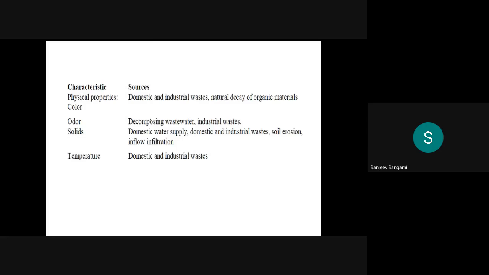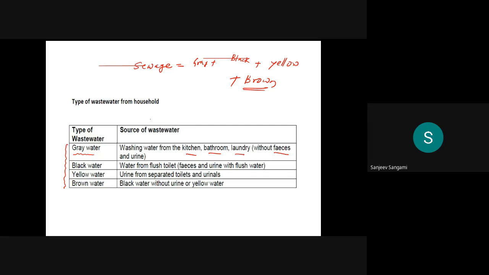So then we are going to classify all these wastewater characteristics into three. The first one is physical characteristics. The second one is chemical. The third one is biological characteristics. All of these characteristics we will discuss in the next class.